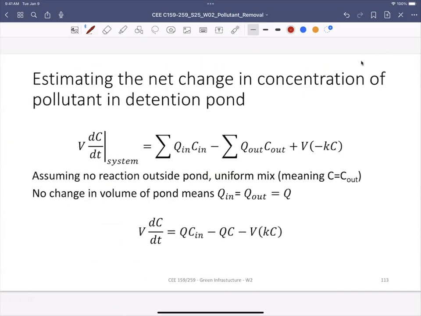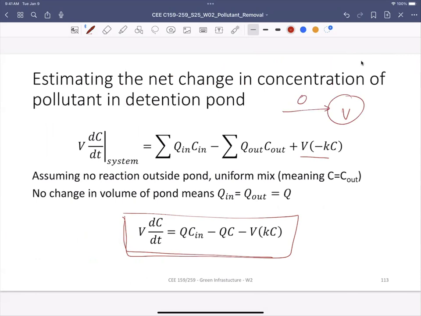So that's what I did. I put in the value VkC. If you have one inflow and one outflow, then Q in equals Q out equals Q, so you have a simplified equation. This is basically a pond of volume V, and there is a flow rate coming in, with the same flow rate leaving the system. This is C in, and this is leaving outside.